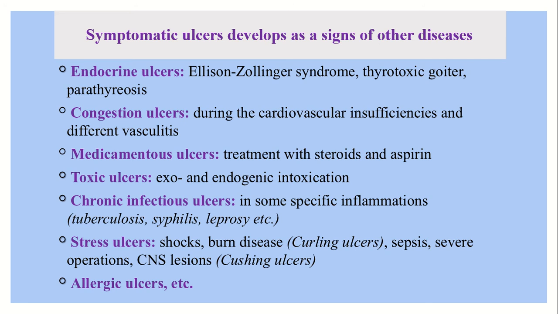One interesting type of ulcer is the stress ulcers. For example, during the shocks, the burn disease, sepsis, after the severe operations, in the central nervous system lesions, we call this Cushing ulcers, and during the burn disease, we call it Curling ulcers, and so on. And allergic ulcers and so on. Also, these are the symptomatic ulcers.